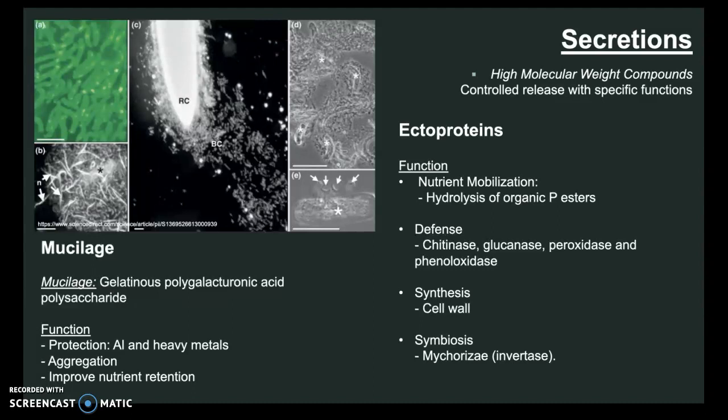In soils with limited phosphorus, the release of phosphatase induces mobilization and uptake by plant roots. Other ectoproteins such as chitinase, glucanase, peroxidase, and phenyloxidase are secreted during defense reactions. Additionally, proteins can help initiate symbiotic relationships with soil microbes. For example, the enzyme invertase is associated with establishing mycorrhizal fungi and plant interactions.